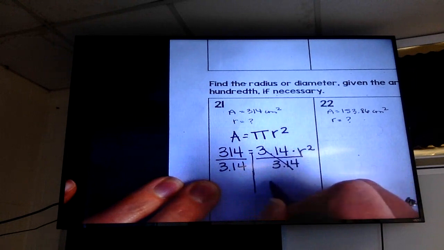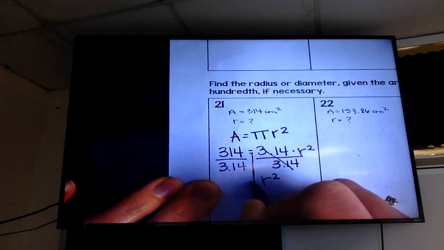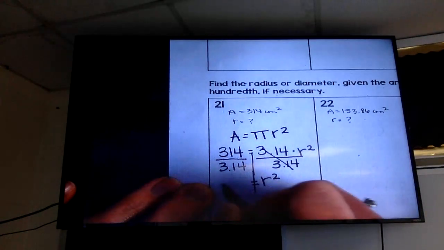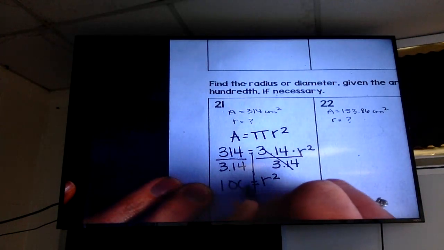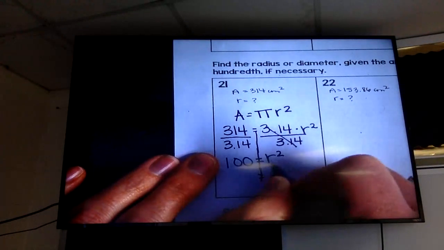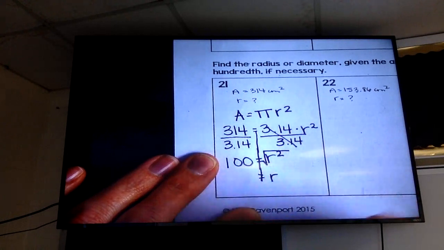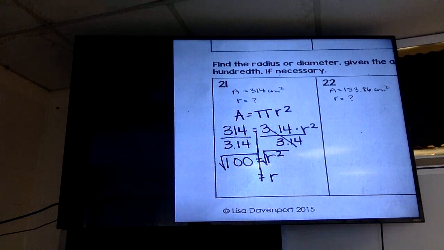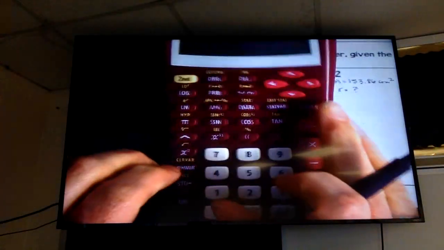So when I do these will cancel out, leaving me radius squared equals 314 divided by 3.14, which gives me 100. But we don't want the radius squared, we just want the r. So to undo a squaring, we do what we call the square root. I need to find the square root of 100. In other words, what times itself gives you 100? Well, that one you could probably do mentally, but I'm going to give you a reminder on your calculator.